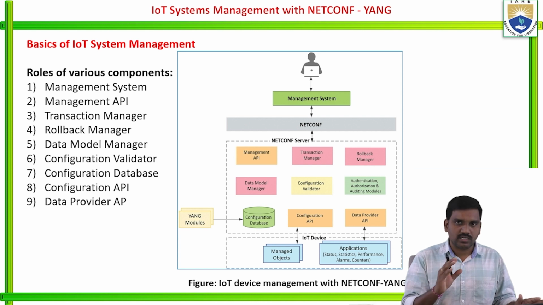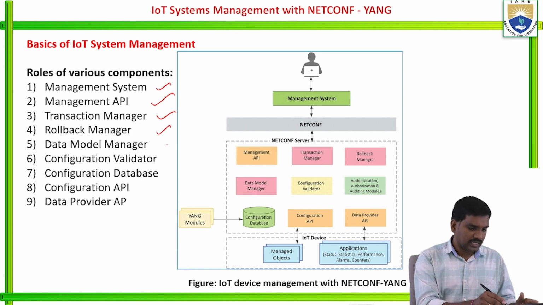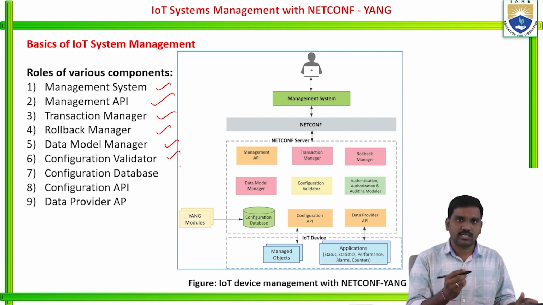It has different components. First, the IoT system management API, the application program interface. Next, transaction management: how transactions can be done within the module. Next, the rollback manager: what is its main role, the backbone of the network. Next, data model management. Next, the configuration validator, which decides whether the data to be configured is valid or not valid.